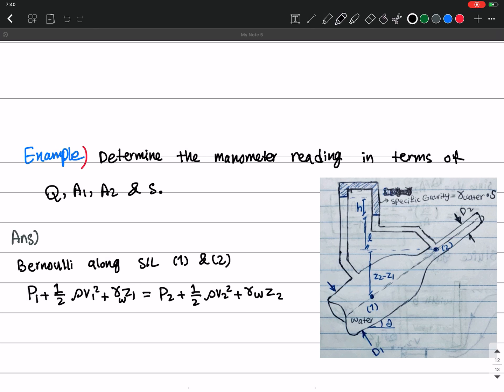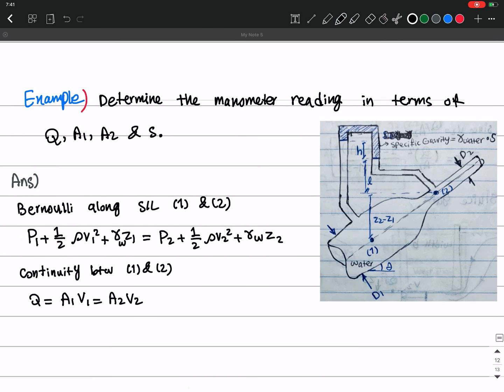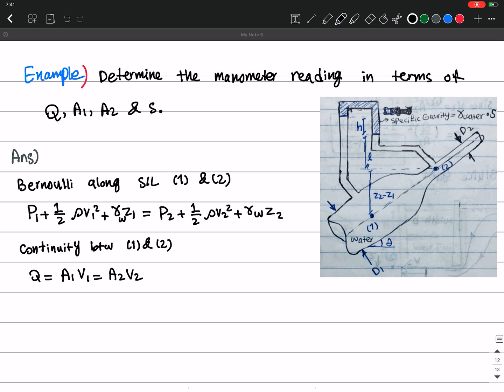Okay? And then the other equation I write is continuity between 1 and 2. So the continuity equation indicates Q, the volume flow rate, because the density is constant, I can just write the volume flow rate. Q is constant between these two. So A1 V1 equals A2 V2. Okay. And then I combine these two equations.